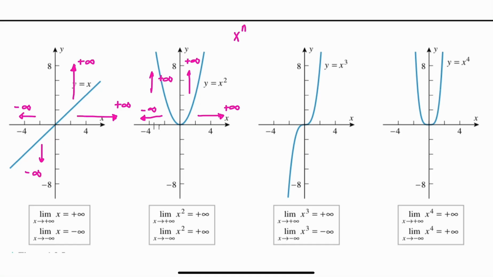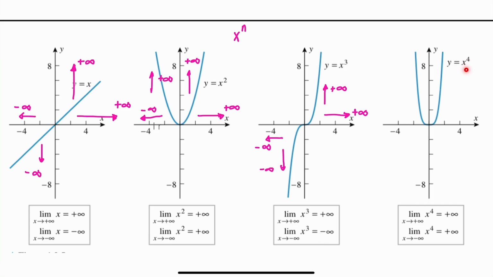For x cubed, it's a different curve. When x approaches positive infinity, going towards the right, the value of y also increases to positive infinity. You see there, it's going upward. But when x approaches negative infinity, going towards the left, the value of y decreases to negative infinity. So the limit of x cubed as x approaches positive infinity is positive infinity, and the limit of x cubed as x approaches negative infinity is negative infinity.